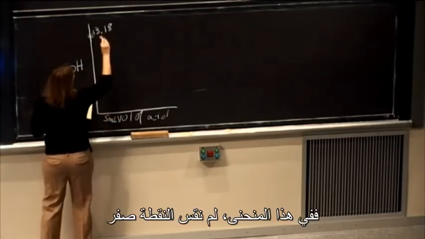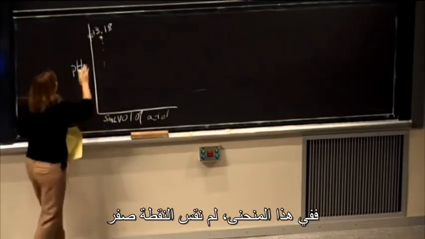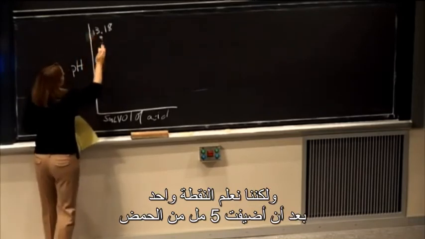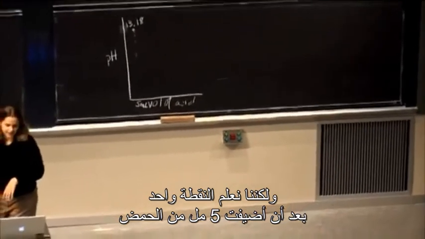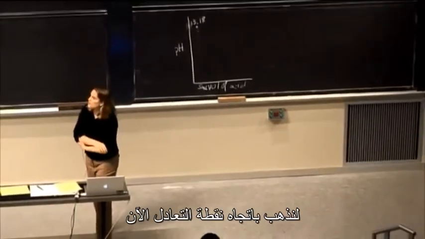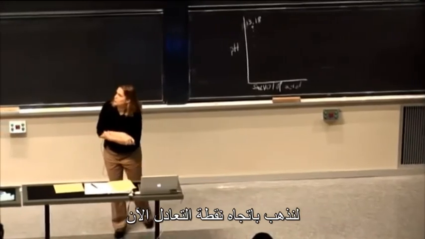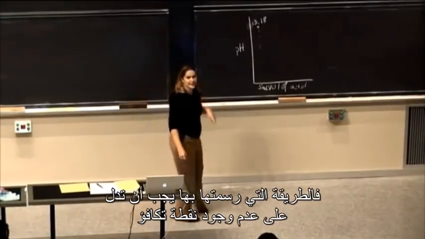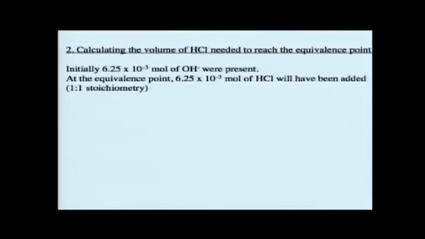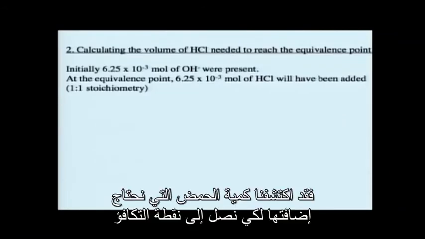So in this curve, we have not measured the 0 point, but we know what the point is after 5 mils of the acid has been added. So now let's go right to the equivalence point. The way I draw it should indicate that was not an equivalence point. We want to figure out how much of the acid we need to add to reach the equivalence point.